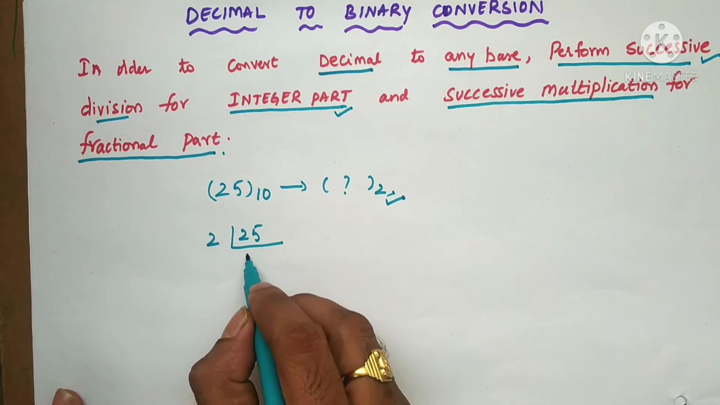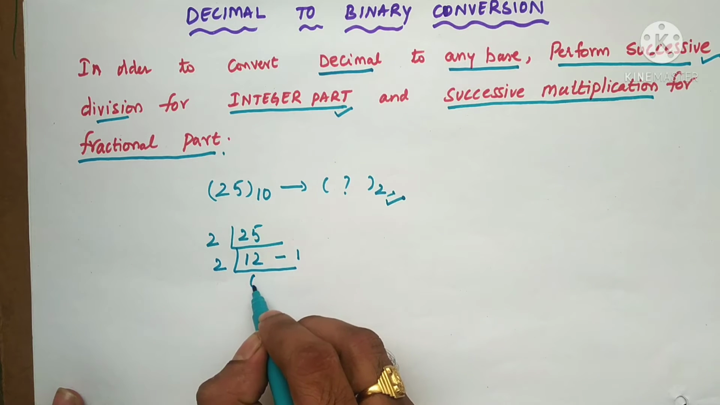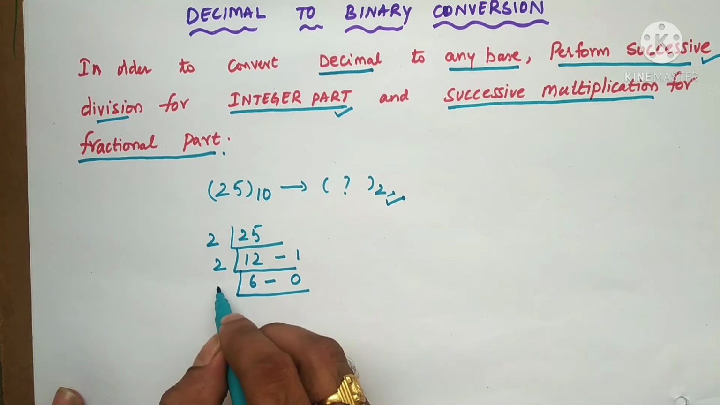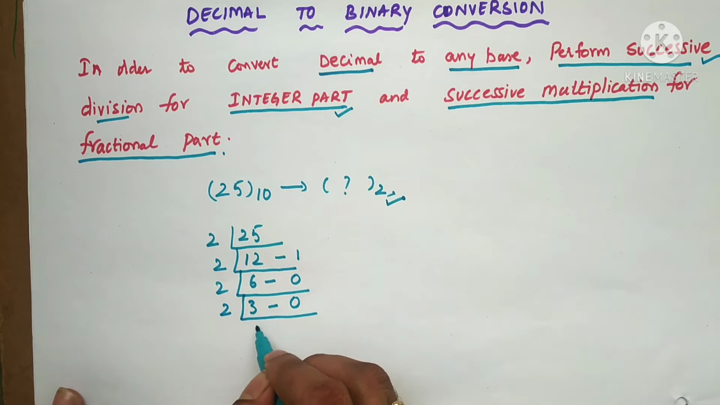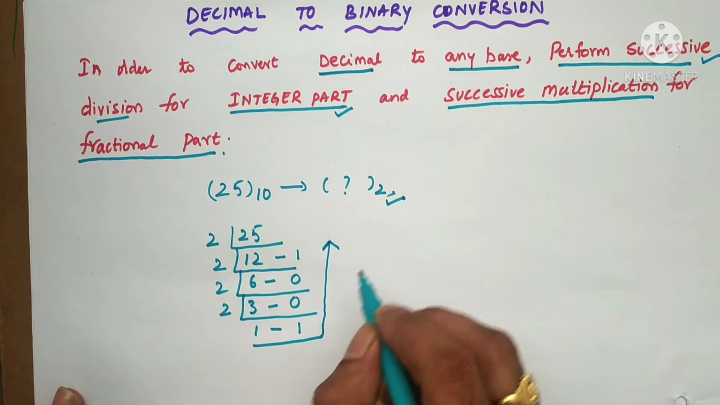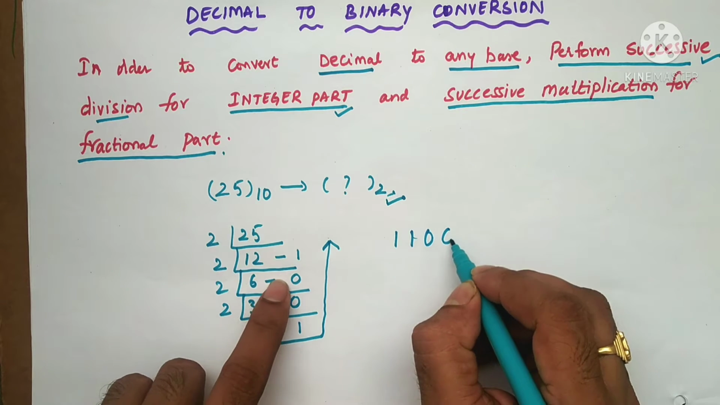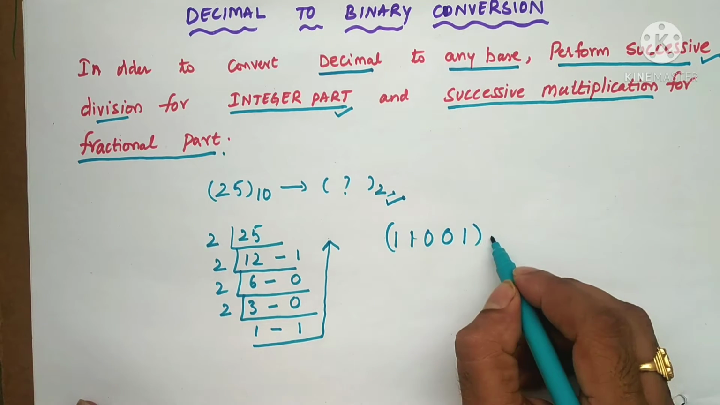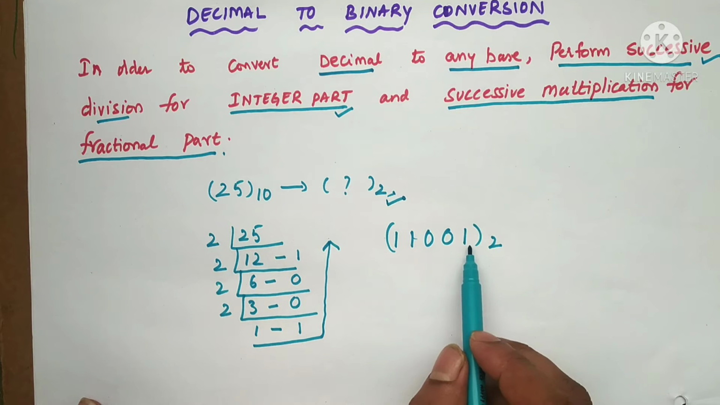2 12s are 24. Remainder is 1. 2 6s are 12. Remainder 0. 2 3s are 6. Remainder 0. 2 1s are 2. Remainder 1. So we have to write remainders from bottom to top. So the equivalent value will be 1 1 0 0 1 base 2. So if we convert 25 into base 2, the value is 11001.